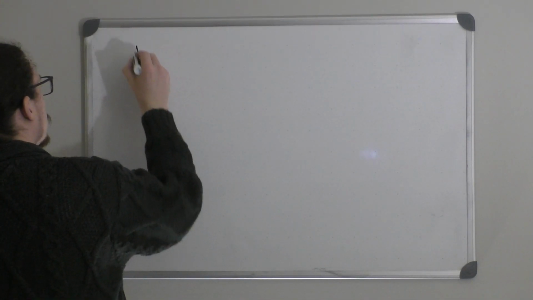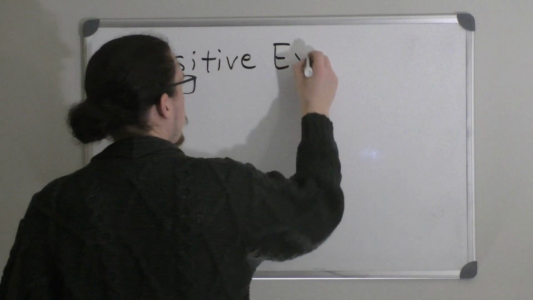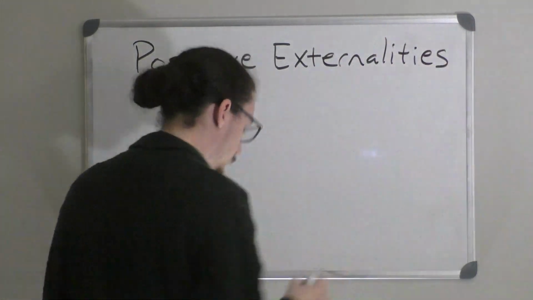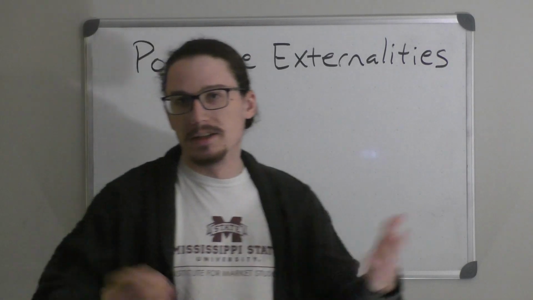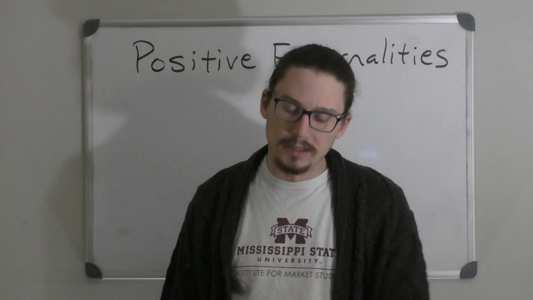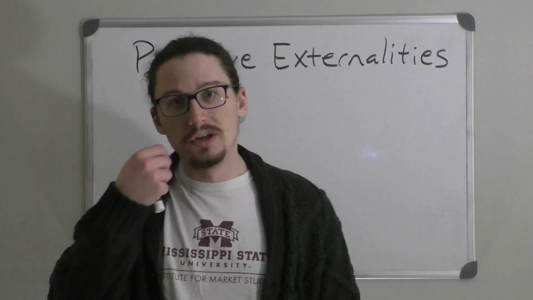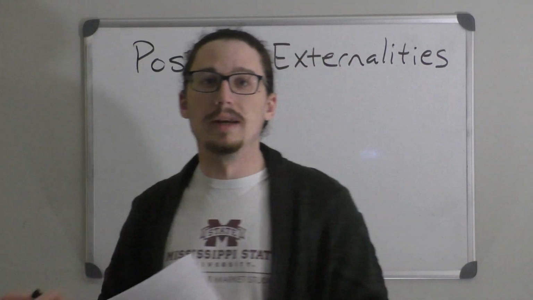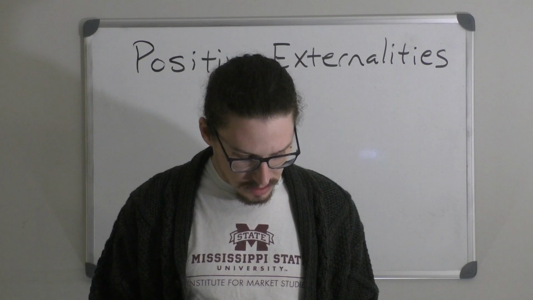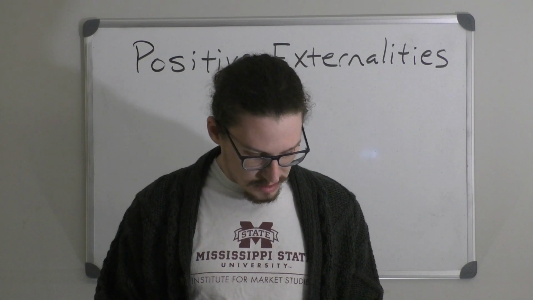That is our negative externalities. All right, let's now turn to positive externalities. So positive externalities are essentially the same thing as our negative externalities, just the opposite. They occur when goods have external benefits. There are a couple of examples of these.